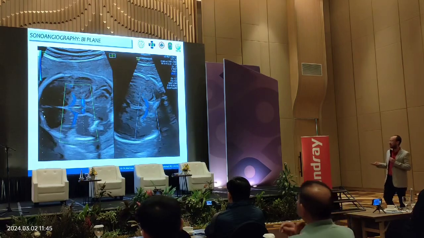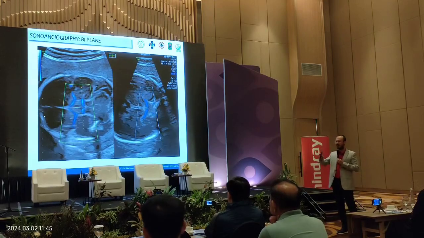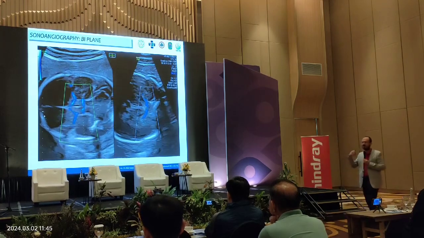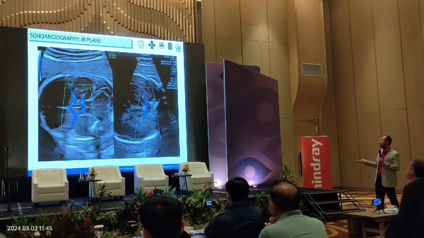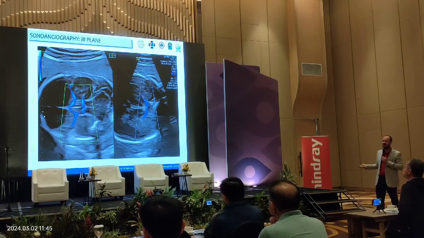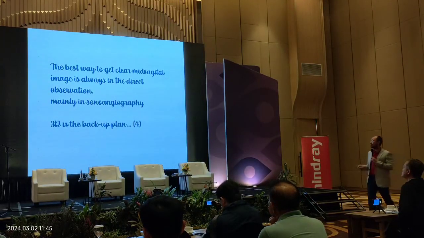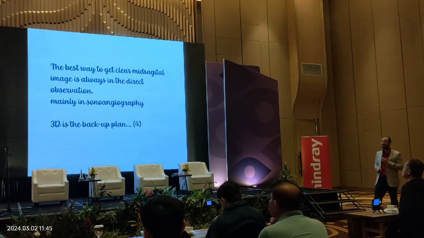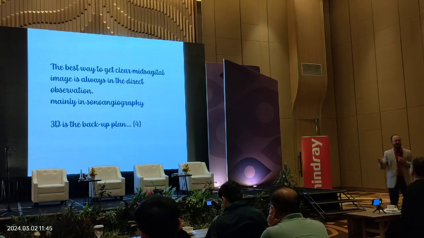And we can also pick, like Leona said, we should define the brain as anterior, middle, and posterior. So we can define the vascularity more smartly than before, not the whole brain. We can use the technology from the ultrasound. The best way to get a clear mid-sagittal image is always direct observation, mainly in sonoangiography. So 3D is the backup plan for sonoangiography or for the mid-sagittal incision.